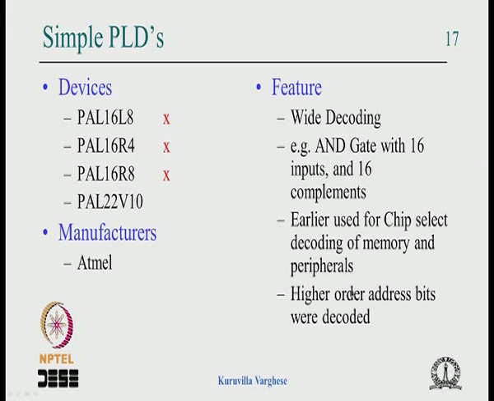And in chip select decoding, suppose you have a memory of 1K or 2K, then you will use say 10 address lines, and the rest of the address lines are decoded to map it to the appropriate location in the memory space, and that is decoded using the chip select decoder. So at that time this was useful, but not anymore.